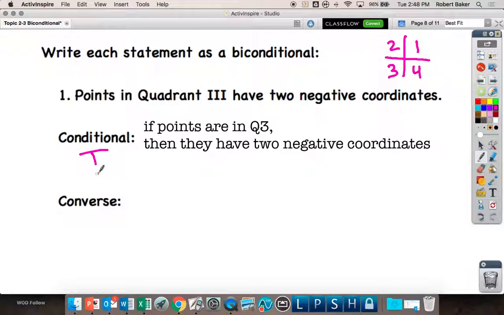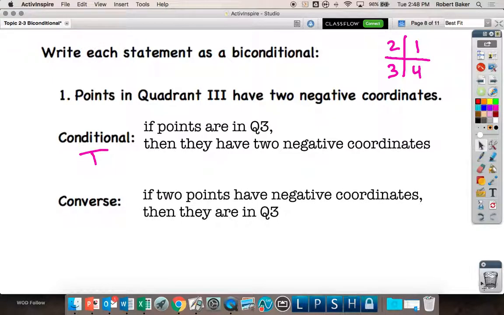Now we have to write the converse. We have to speak it into existence. That's where you switch them. If they have two negative coordinates, then they're in quadrant 3.